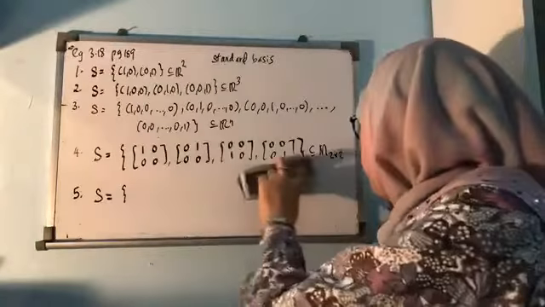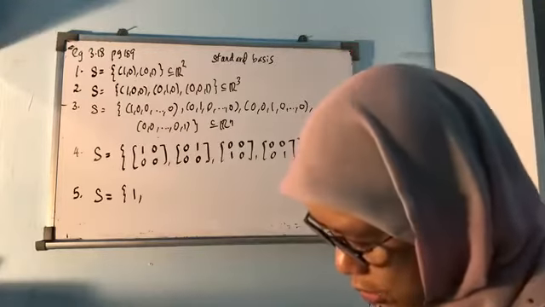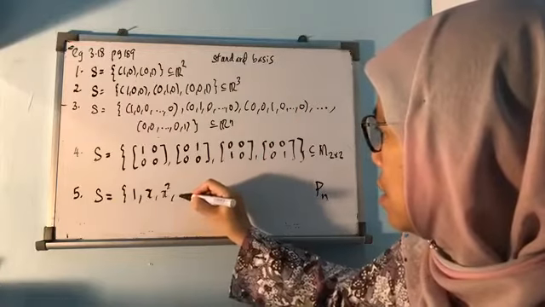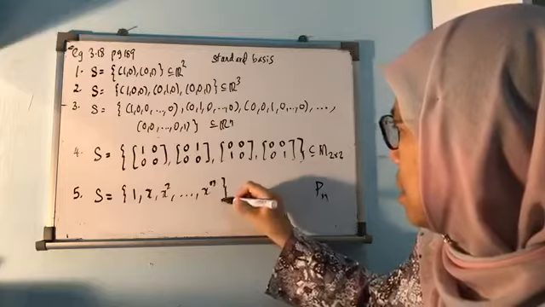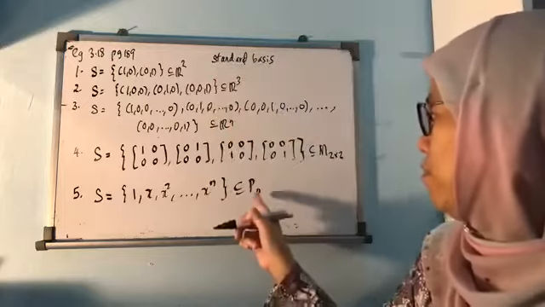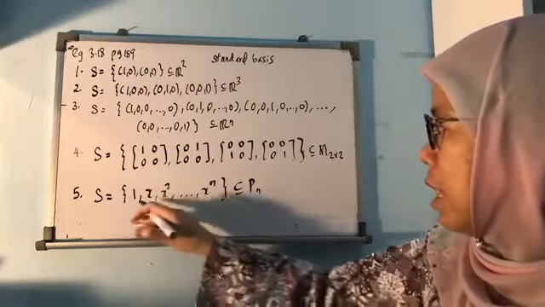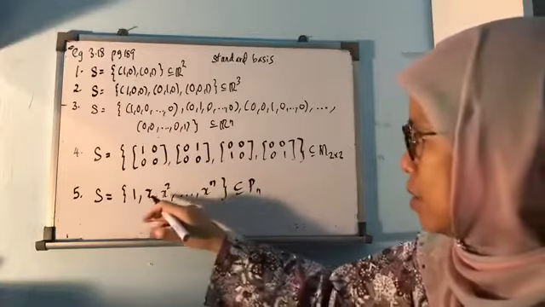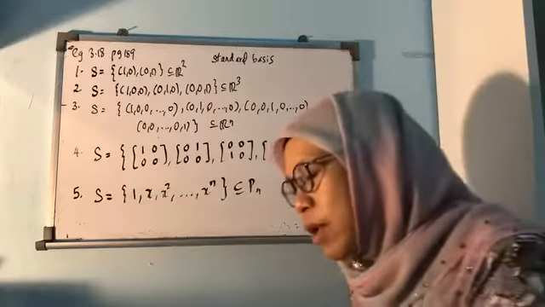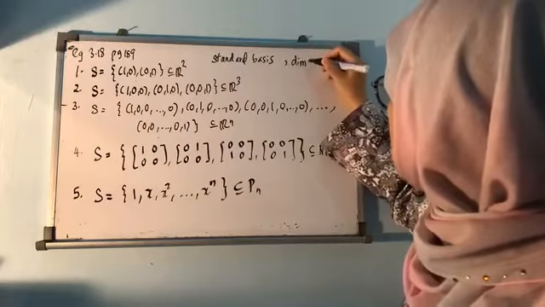And the last one is Pn. It's 1, x, x squared, until x^n. This is the standard basis of polynomials with degree at most n. And how many of them? n plus 1, right? There is 1 from here until n, and then another 1. Or from 0 to n, you have n plus 1. And now we introduce dimension.